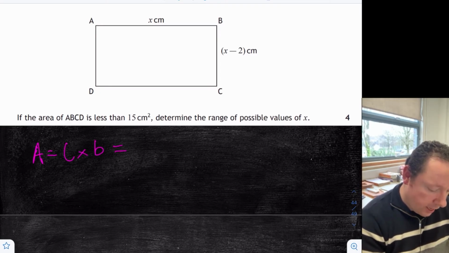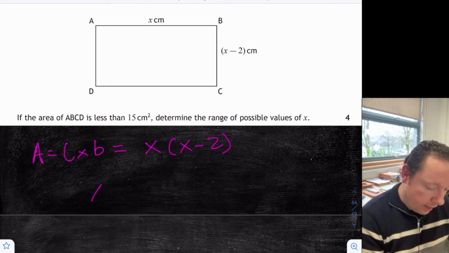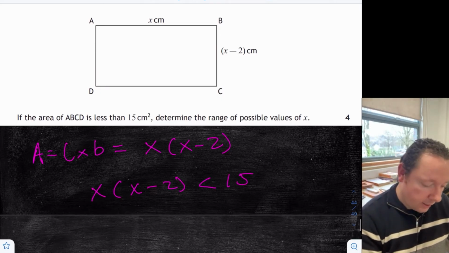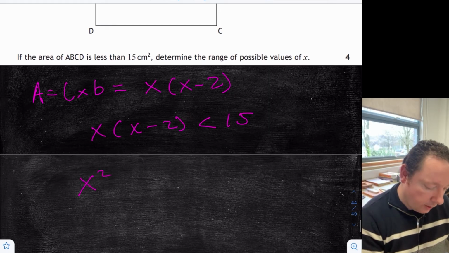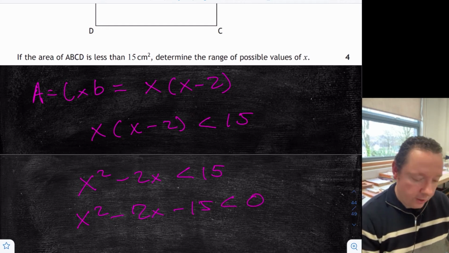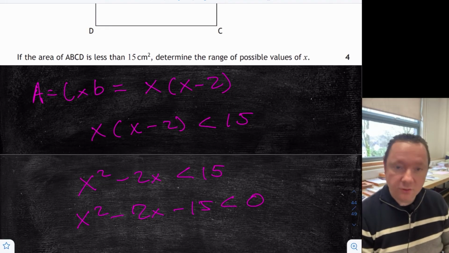So our length is x, and that's x minus 2. And it says that that area has to be less than 15. So I'll just write x times x minus 2 is less than 15 to set up my inequality. Expanding my brackets, I get x squared minus 2x is less than 15. I've got a quadratic, so I need to take the 15 to the other side. And we need to then find out the roots and draw a graph to see where it's less than 0.